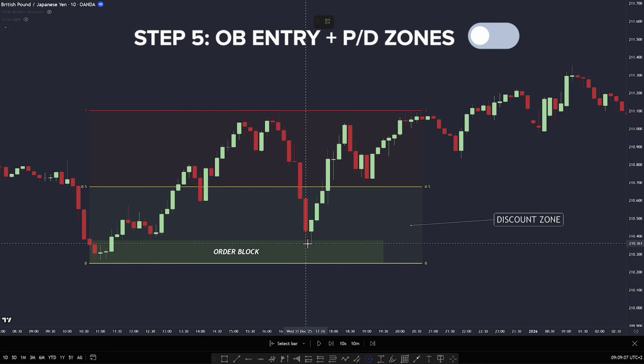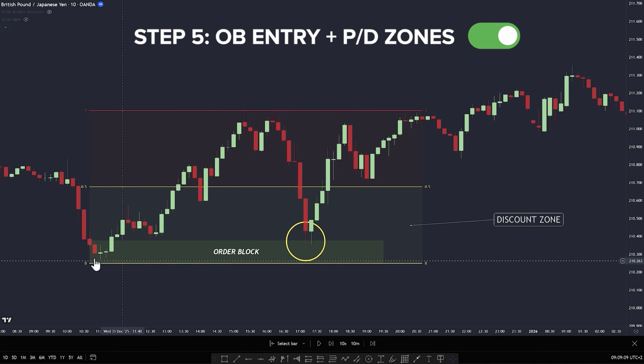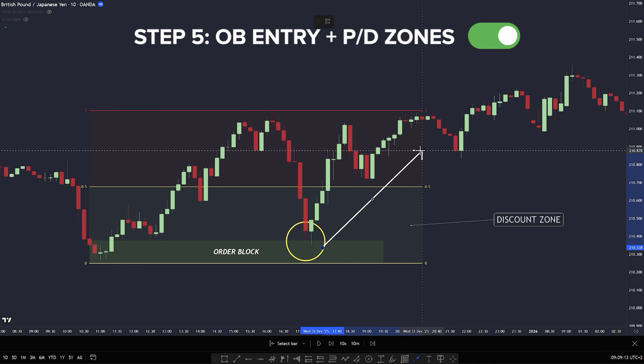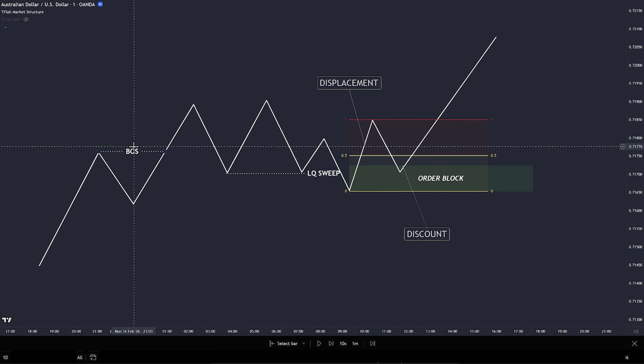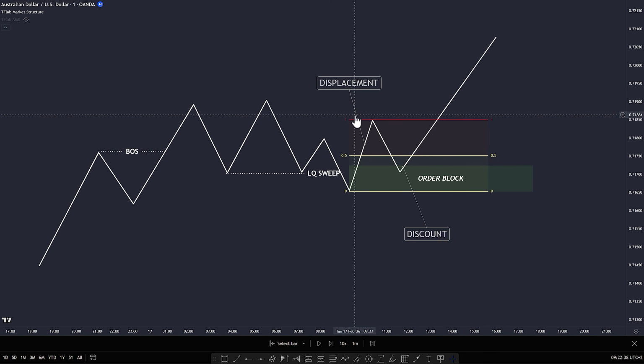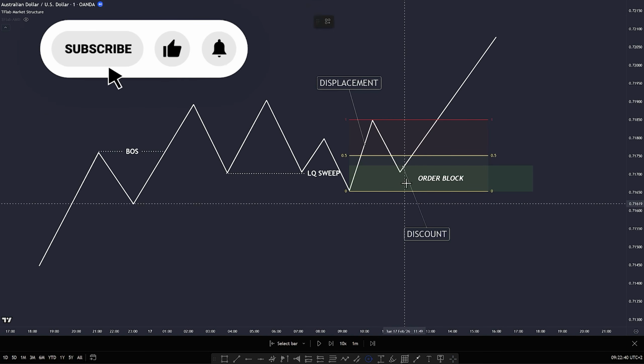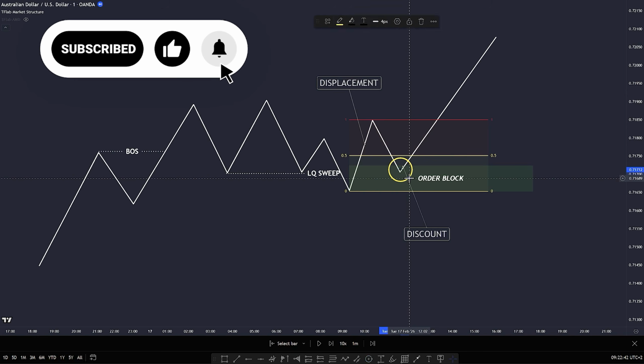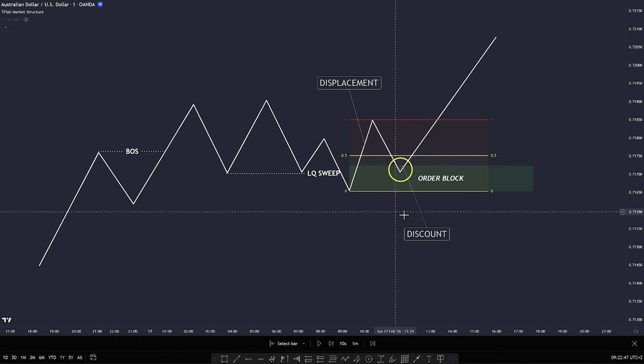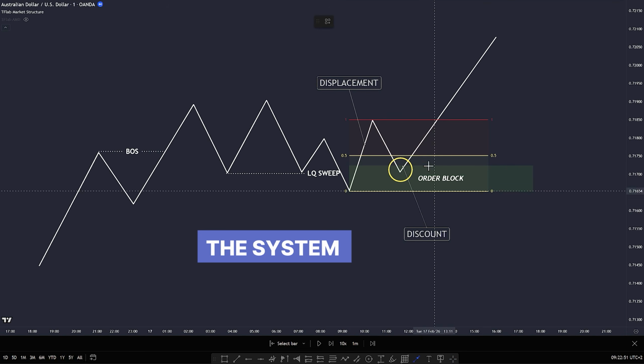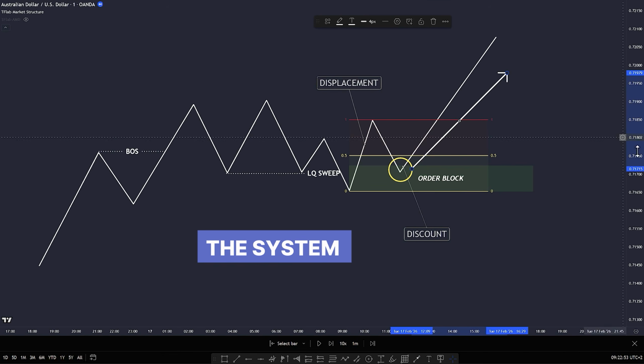Enter at the order block that displacement left behind. Confirm you're in discount if buying. Premium if selling. 5 concepts confirming one trade. No indicators. No fair value gaps. No algorithm conspiracy theories. Just structure, liquidity, time, and the visible footprint of real money. That's S tier, not one concept, the system.